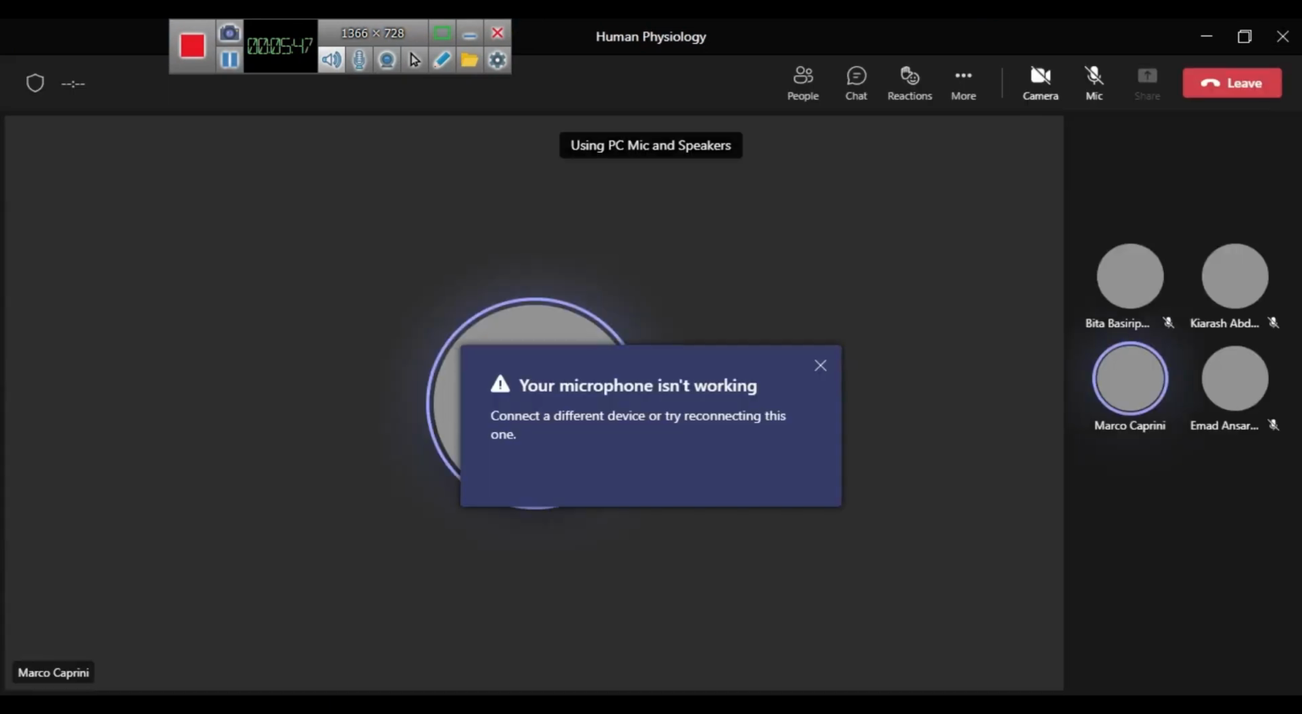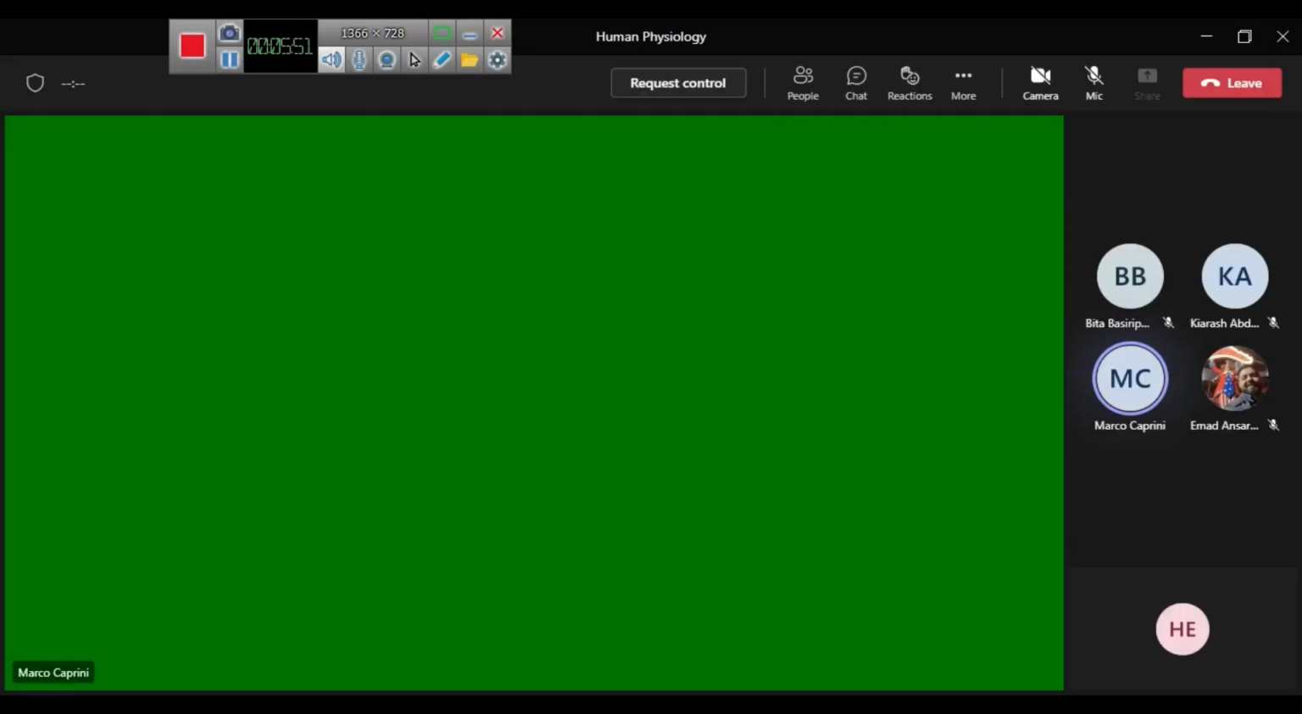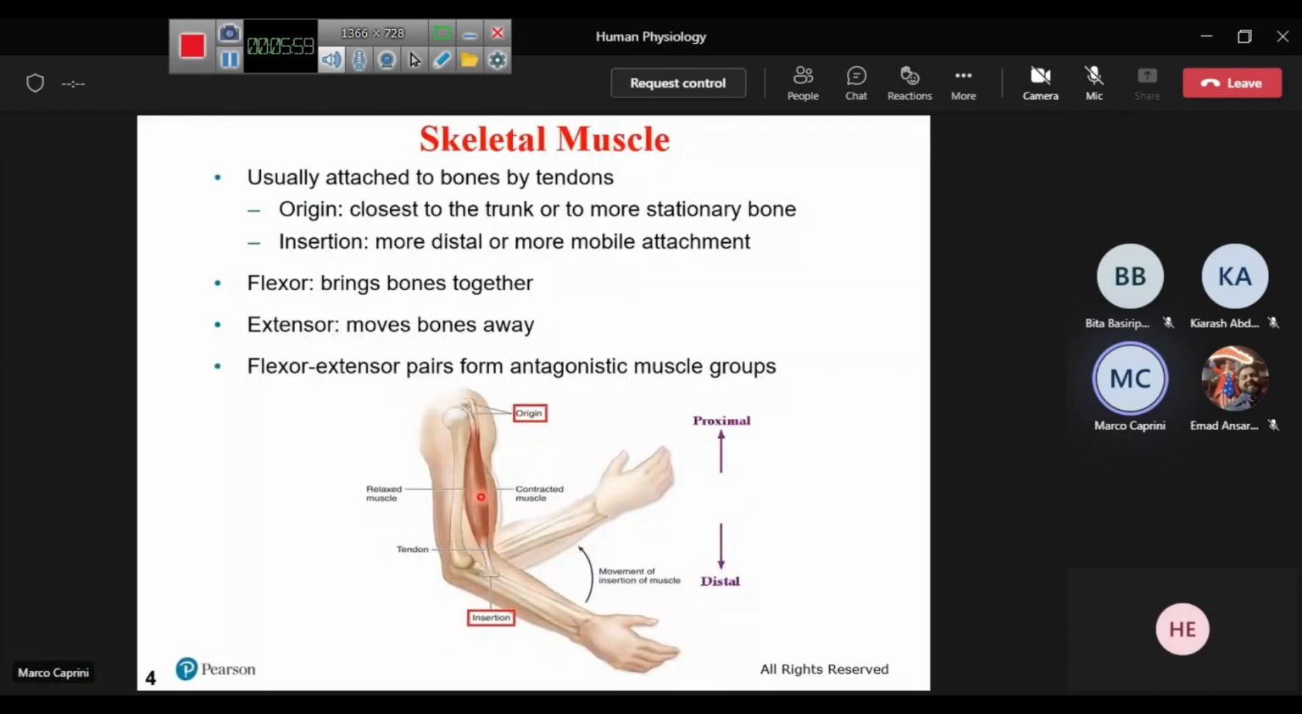There are two different muscles, paired, forming an antagonistic muscle group. You cannot contract the flexor and the extensor at the same time, obviously, and for this reason they are called antagonistic muscles. Flexor and extensor pairs form antagonistic muscle groups. When one muscle is contracted, like the biceps, the other is relaxed, as when you are doing some exercise.